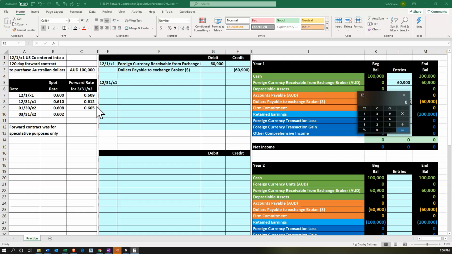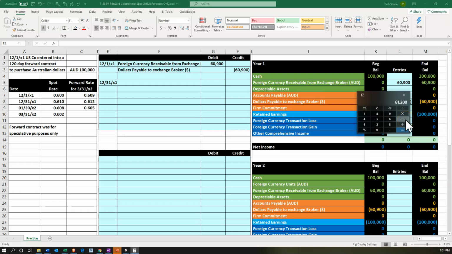So in other words, before, $1 Australian dollar would be 0.609 US dollars, and now $1 Australian dollar is going to be 0.612 US dollars. So if we calculate where we are at this point in time, the 100,000 times the 0.612 means that it would be worth $61,200. Now we have the receivable on the books at the 60,900.